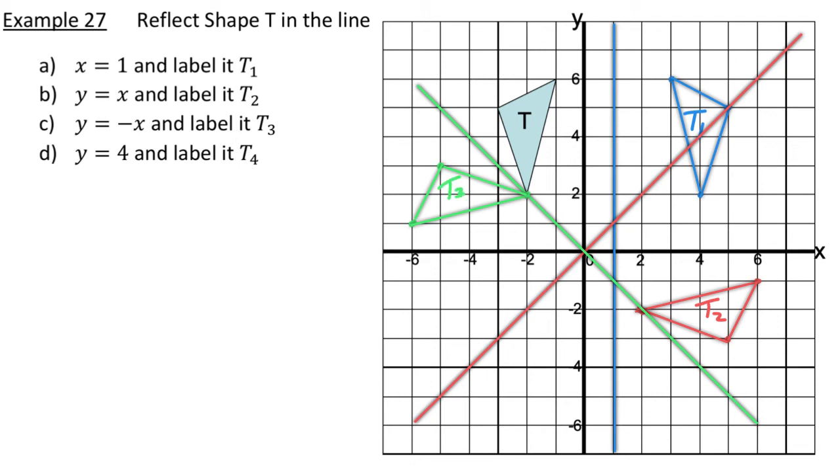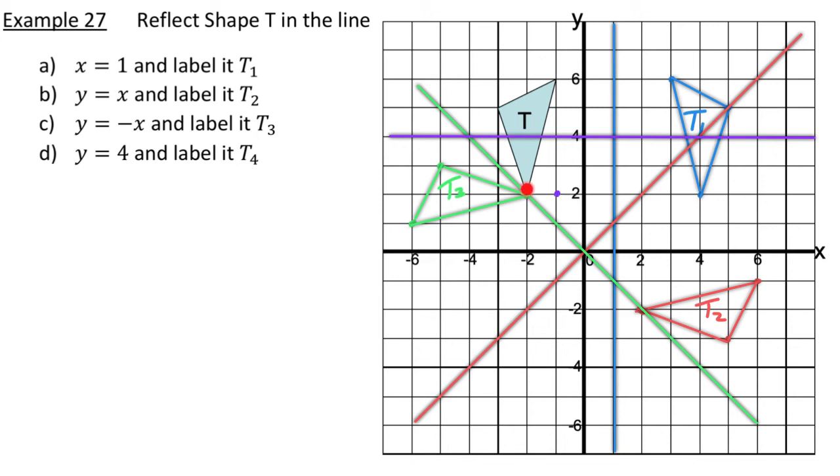And then lastly, we want to reflect in the line y equals 4. So y equals 4 is a horizontal line which passes the axes at 4. So we're going to count squares vertically. So from our top point to the mirror line is 2. So we'll reflect that down 2 squares.